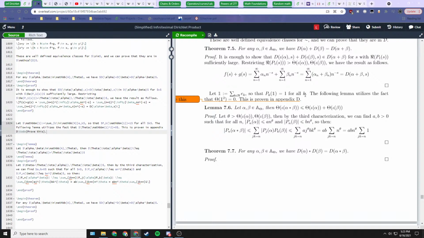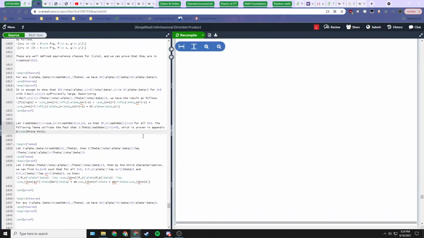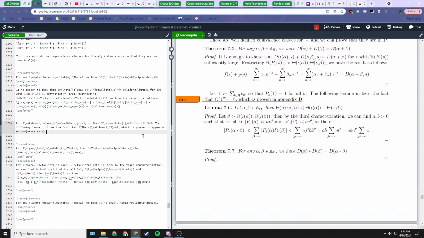Okay, so we're just going to use this fact that if we have this 1, which is all 1s, that bold 1 squared has a theta value 0. And we're just going to assert this and prove it later. So this is proven in Appendix D. This is a well-known property, so I'm not worried about this. This is very well known, but we will put it in the appendix just for fun.